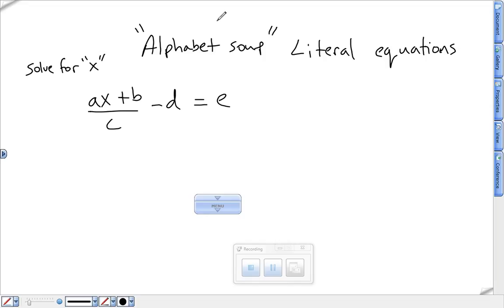All right, and then last in our notes today, I'll be trying to show you how to solve this one for x. So good luck.